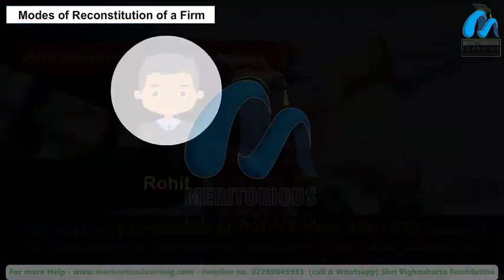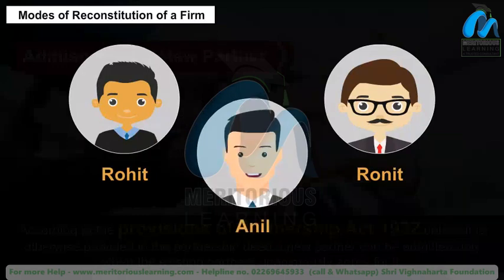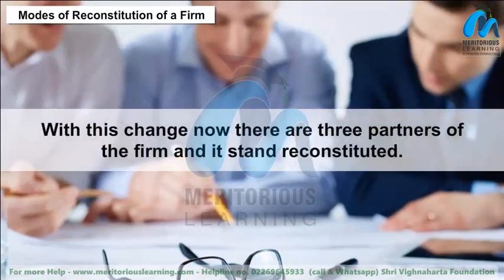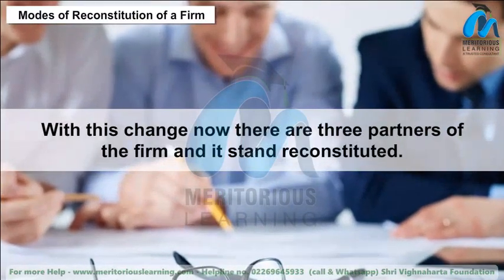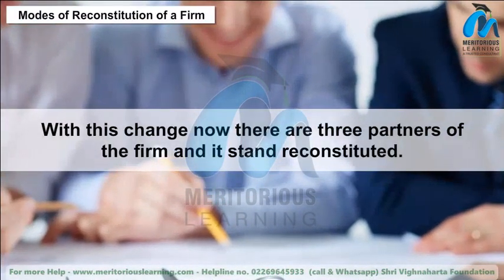For example, Rohit and Ronit are partners, sharing profits in the ratio of 3:2. On April 1, 2007, they admitted Anil as a new partner with 1/6 share in profits of the firm. With this change, now there are 3 partners of the firm and it stands reconstituted.